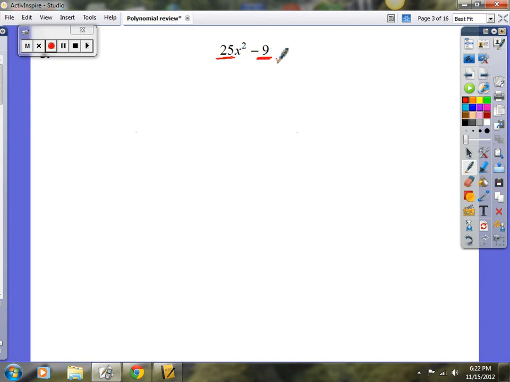I can take the square root of 25x squared, and I can take the square root of 9. So this is going to be a difference of squares. If you can do square roots of both, that's going to be a difference of squares. So the difference of squares is going to be 5x minus 3 and 5x plus 3. And we're done.